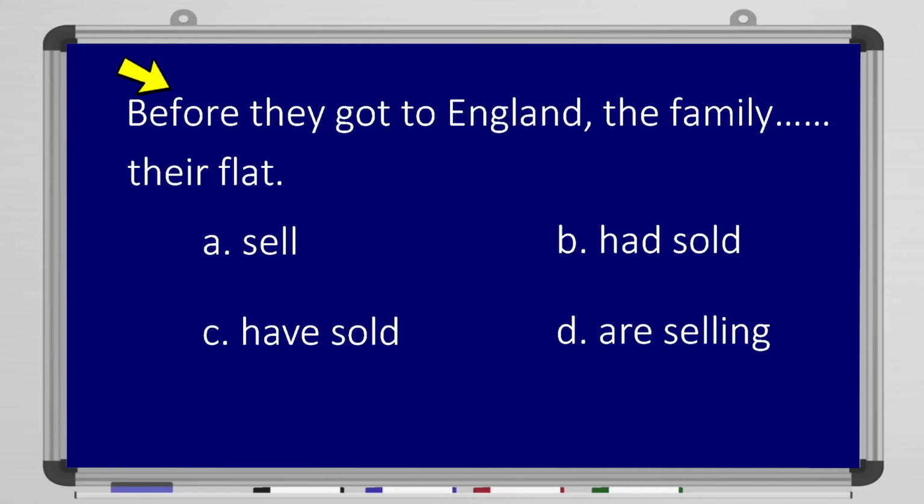Let's look at another example here on the screen together. Before they got to England, the family, their flat. Now remember, if we have two verbs in the same sentence, one of them will always be in the past tense and the other one will be in the past perfect. So this is a tip for you. It's a key point. So look at the sentence. Before they got here is in the past. So obviously the second part of the sentence would be in the past perfect. So the answer would be had sold. Before they got to England, the family had sold their flat.